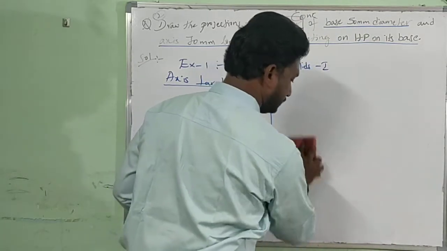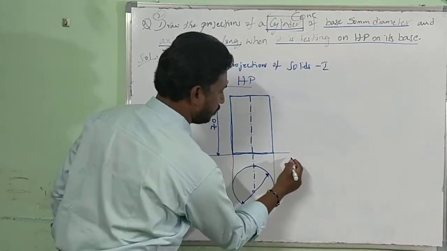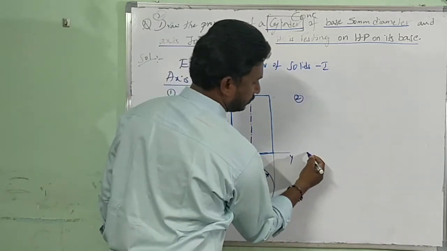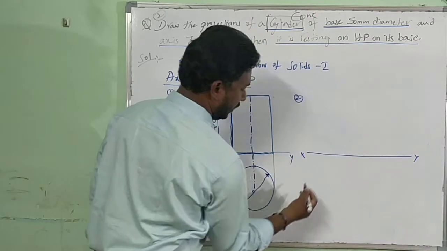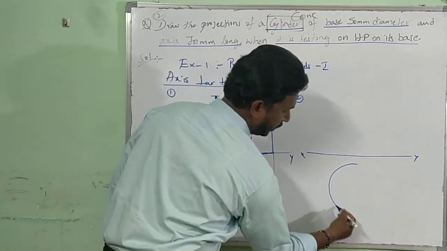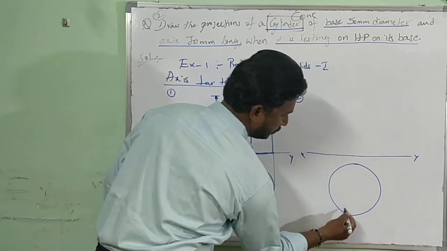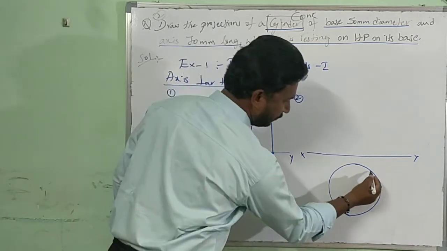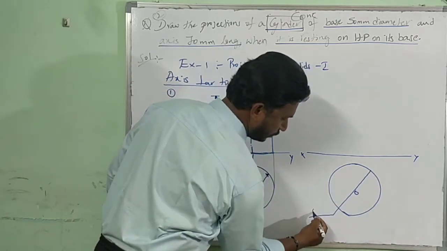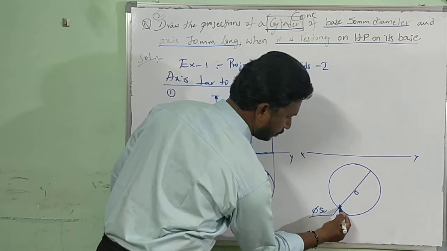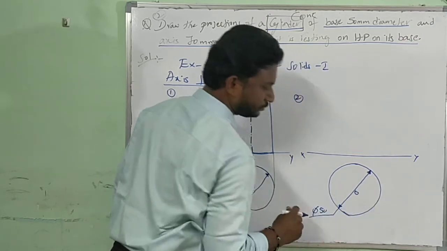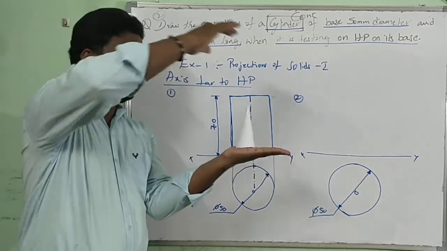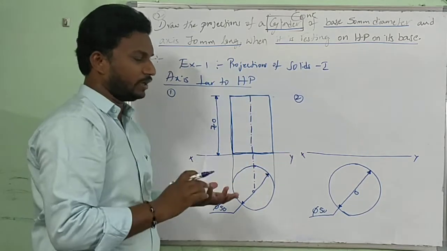For the second question, I am repeating the answer on the same sheet just to make you understand. This is the answer for the first one. Second one: the XY line, draw a circle with center O. How much diameter? Same, 50 mm. It's again the cone, right? The cone's top view looks like a circle with the apex point at center O.